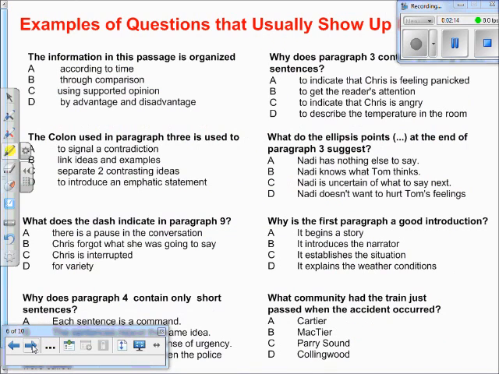Here are some questions that you might find. What does the dash indicate in paragraph 9? So go to paragraph 9. Why does paragraph 4 contain only short sentences? So they do give you little hints as to where to find the information.